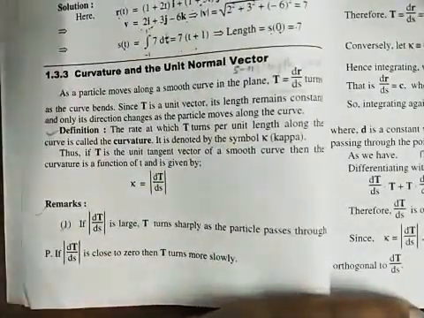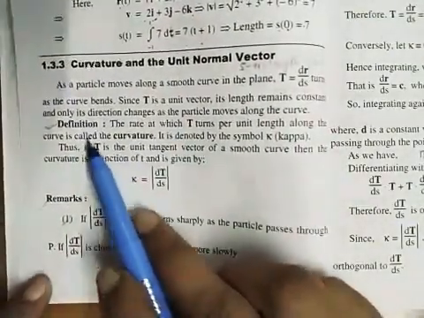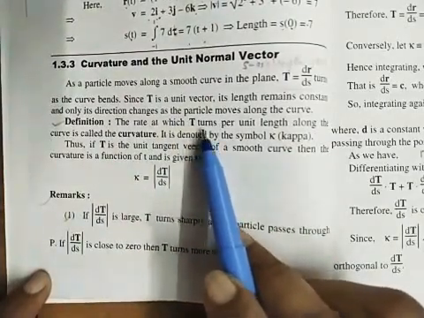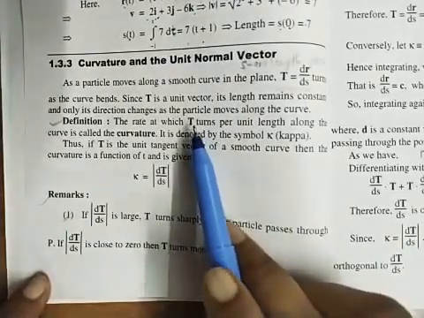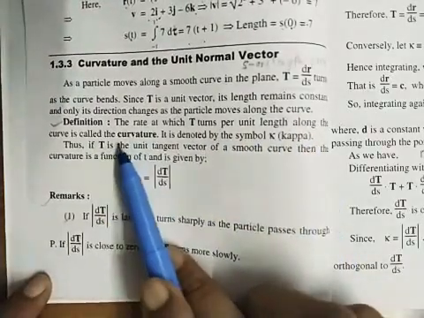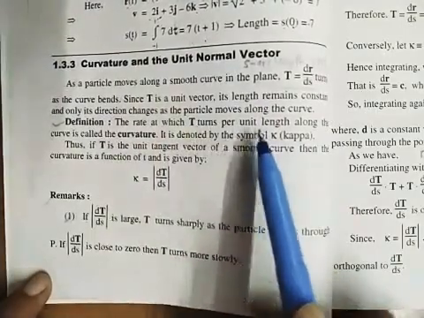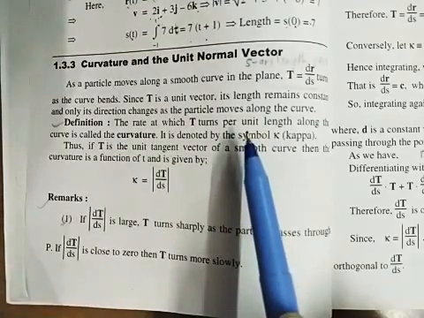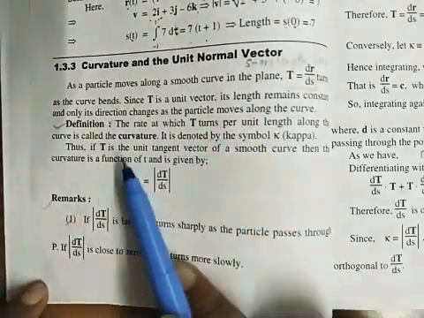Next topic is curvature and the unit normal vector. First there is a definition of curvature. Now what is curvature? The rate at which T turns, where T means the unit tangent vector, which is v upon modulus of v. The rate at which T turns per unit length along the curve is called curvature.